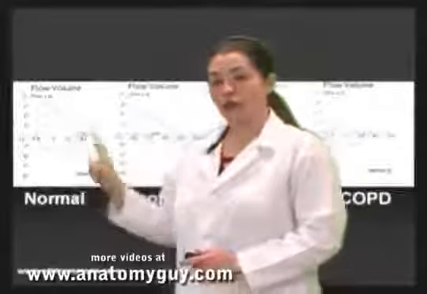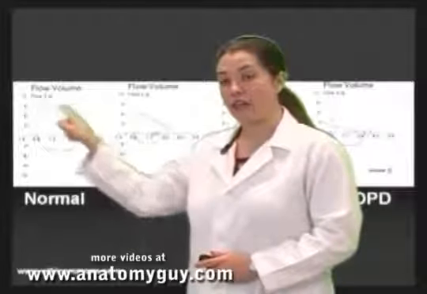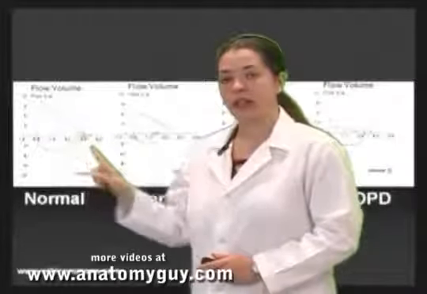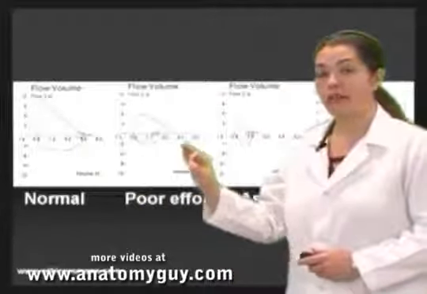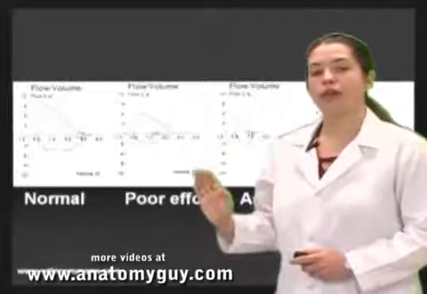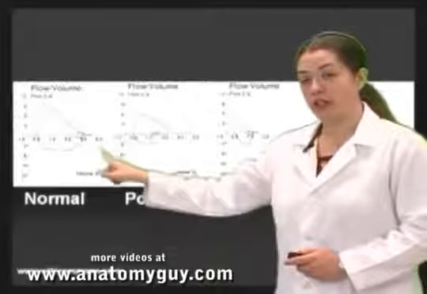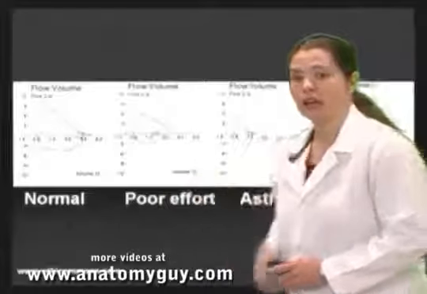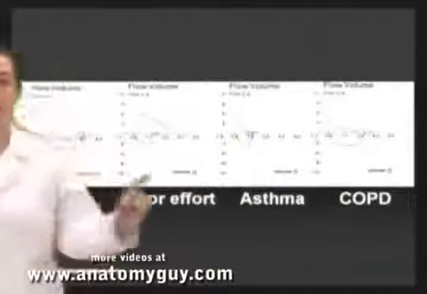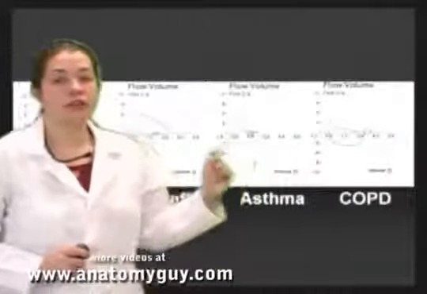Over here is our normal curve. And as you can see, our FEV1 is up here, and our FVC is down here. Now here is poor effort, and as you can see, we can't tell whether or not their lungs are normal. They could look like this or this, but they really need to have a proper effort to get an accurate reading. Over here we have asthma, which is an obstructive pattern.